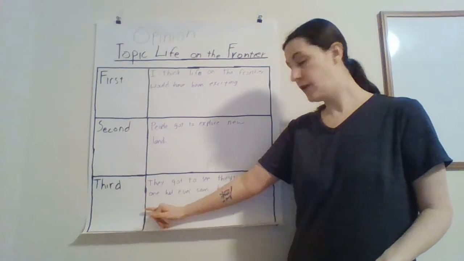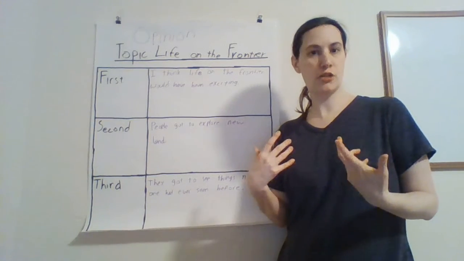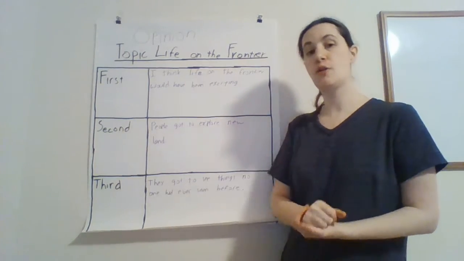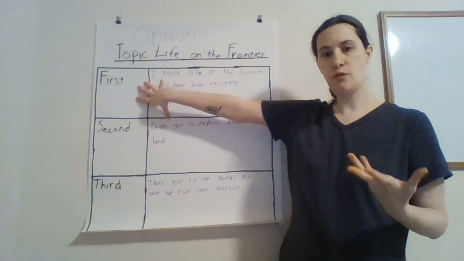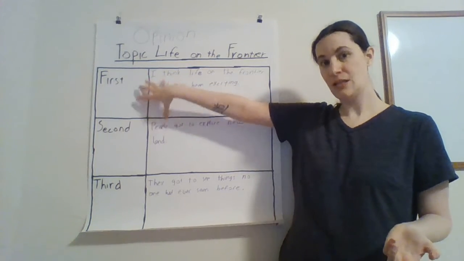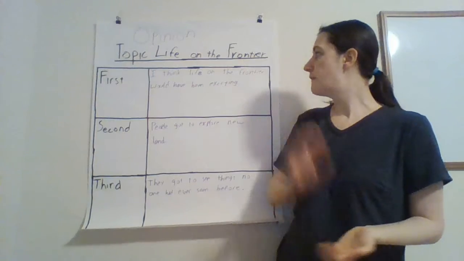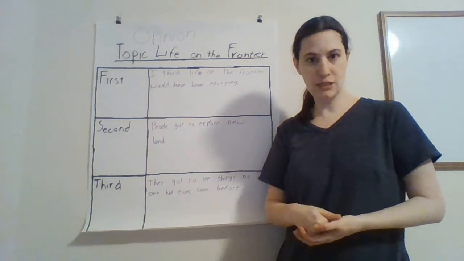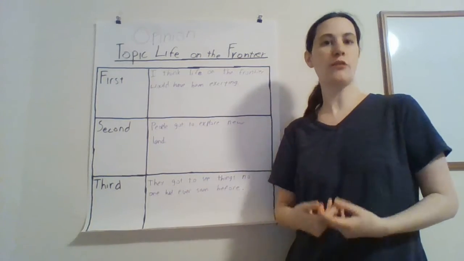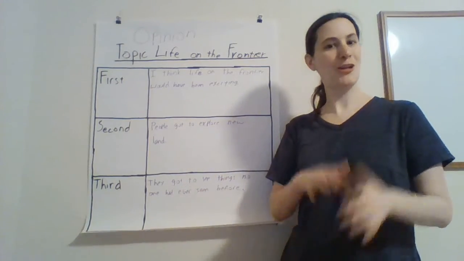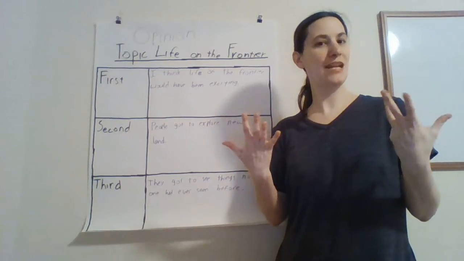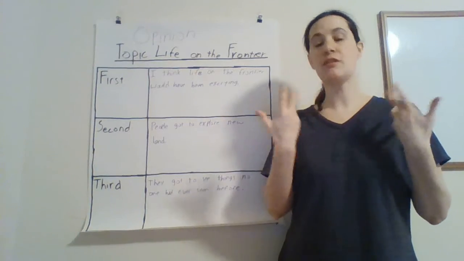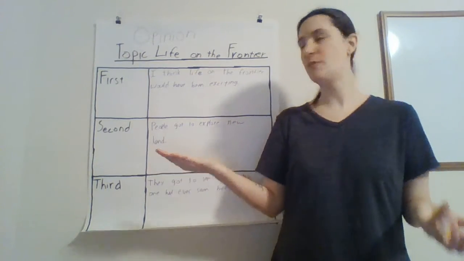Now, if you have space at the bottom, you can write in conclusion, this is why I think. Make sure your conclusion restates your opinion. So again, if you're doing an opinion writing piece, your graphic organizer should look something like this. First, what's your opinion on life on the frontier? Second, what's a supporting detail? Why do you think that? Third, another reason you think that. And then your conclusion, we'll tie it off nice and neat with a bow by restating your opinion. I think life on the frontier sounds exciting because of the reasons above. Or, this is why I think life on the frontier would have been exciting.